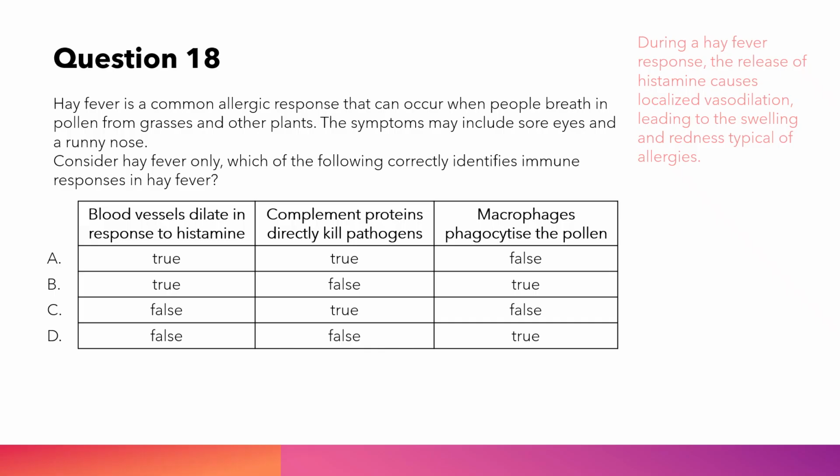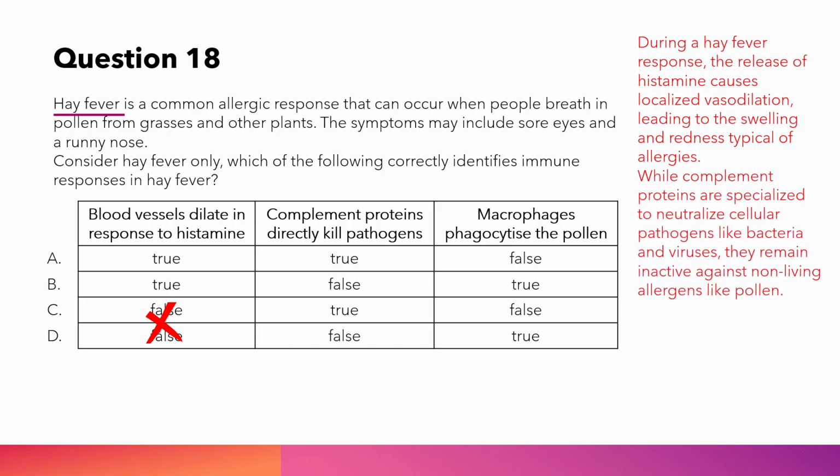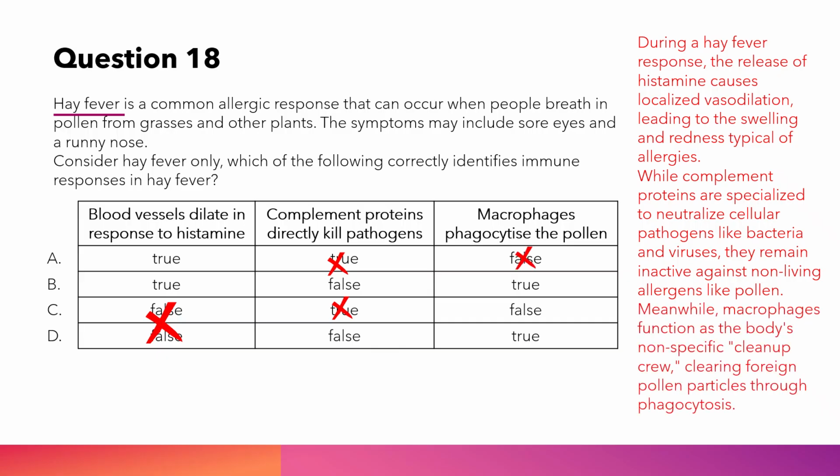During a hay fever response, the release of histamine causes localized vasodilation, leading to the swelling and redness typical of allergies. While complement proteins are specialized to neutralize cellular pathogens like bacteria and viruses, they remain inactive against non-living allergens like pollen. Meanwhile, macrophages function as the body's nonspecific cleanup crew, clearing foreign pollen particles through phagocytosis.